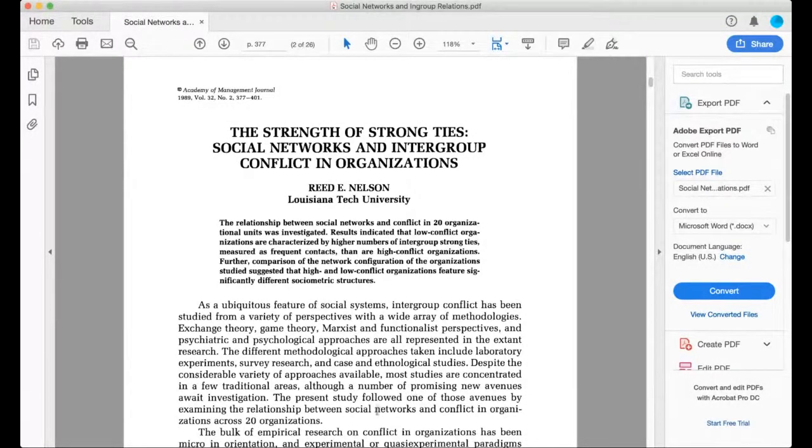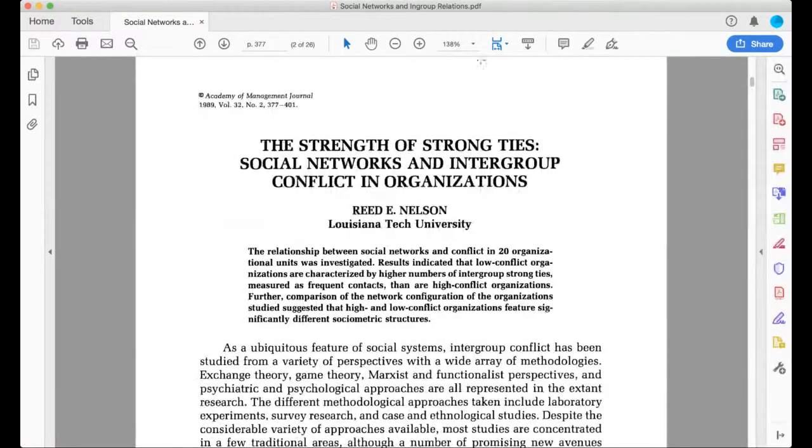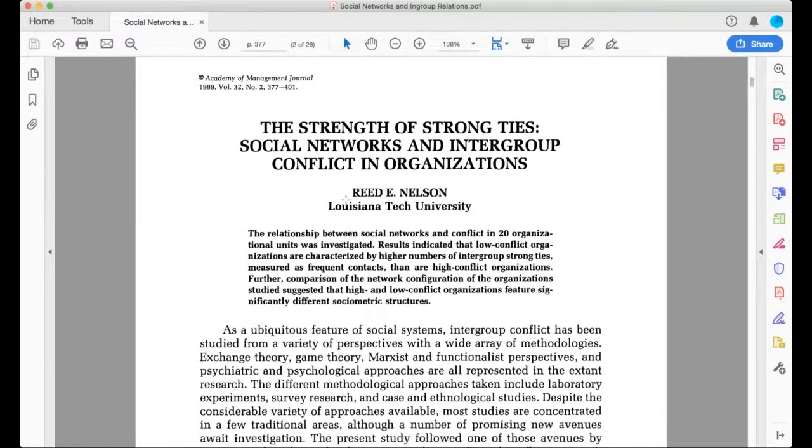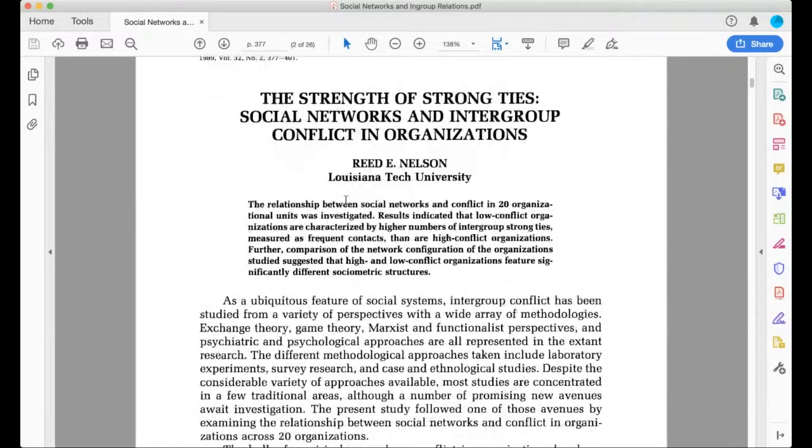All right, so the strengths of strong ties, social networks, and intergroup conflict in organizations. That's a big, giant mess of stuff there. So what does it all mean? So going through the speed reading, we're going to first look at the abstract.